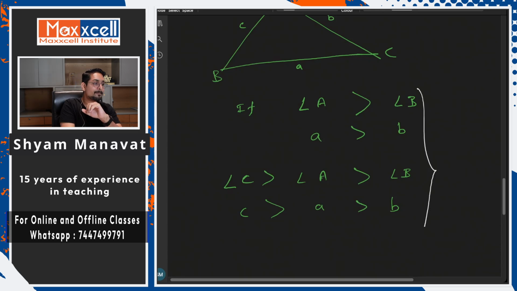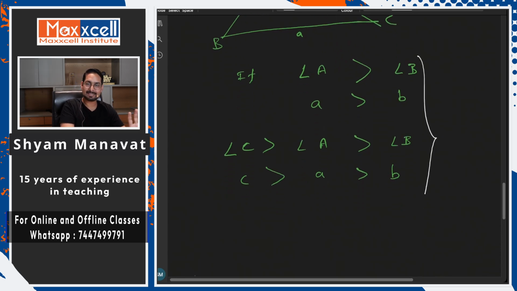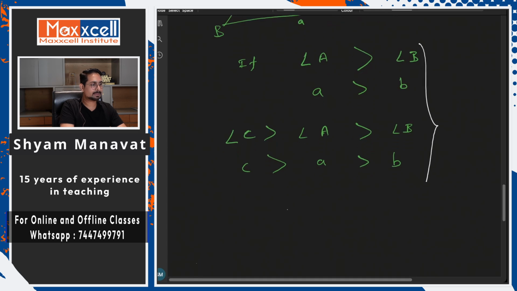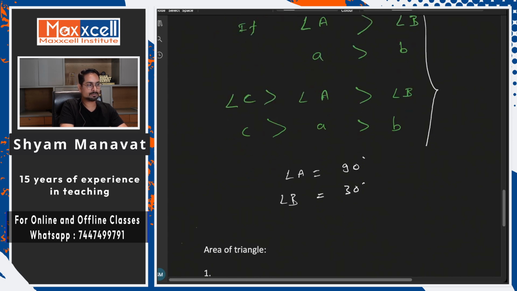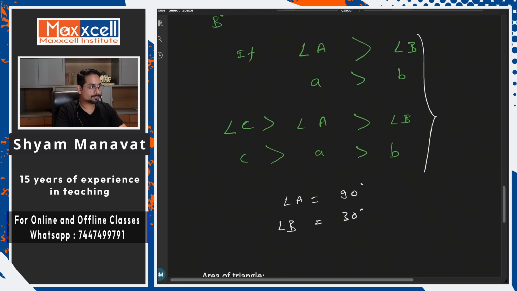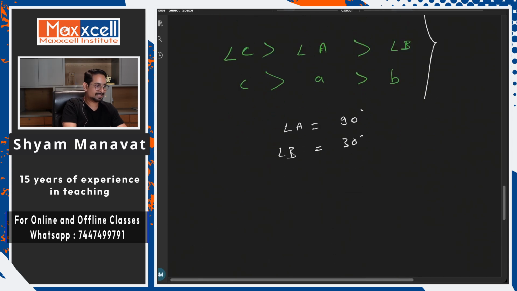What do I mean to say? Suppose in any triangle, let's say angle A equals 90 degrees and angle B equals 30 degrees. So what is the ratio of angles here? 3:1. In that case, you can say that angle A is greater than angle B, and angles A and B are in ratio 3:1. Ratio you remember, right? So it's 3/1.